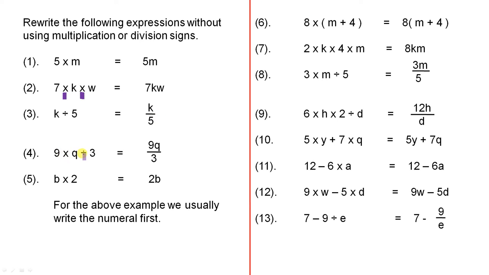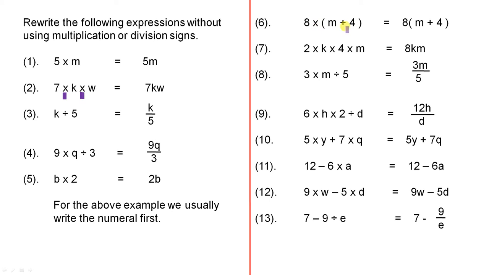9 times q divided by 3. Now 9 times q you can write as 9q over 3. So when you have the division sign, you can use the fraction format. b times 2 is actually 2b. So for the above example, we usually write the numeral first. So in algebra, it's generally accepted that the numeral comes first, because if you remember some of the rules for numbers, b times 2 is actually the same as 2 times b. That's the commutative law for multiplication, so that's why we're allowed to write that.